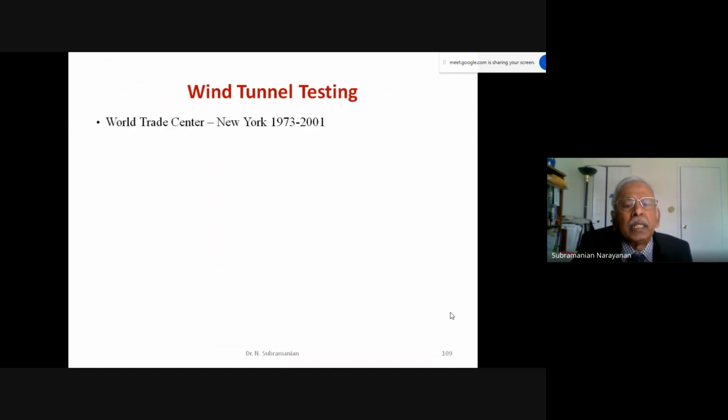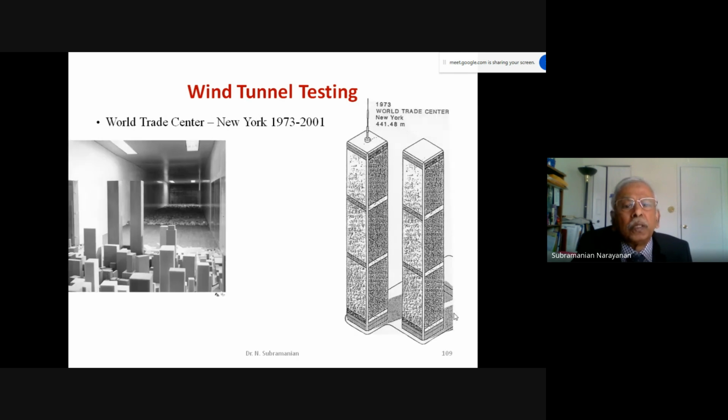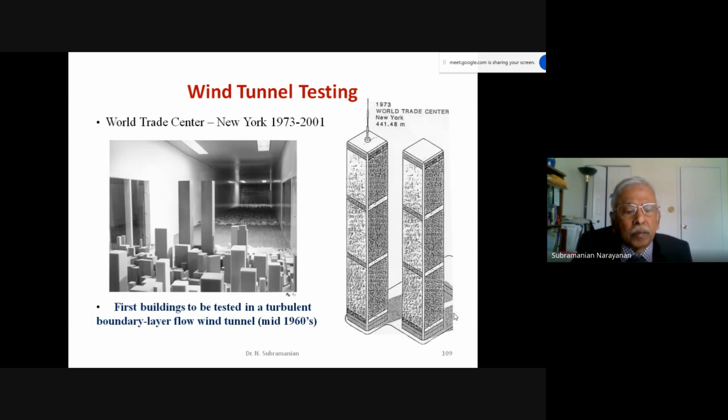And wind tunnel testing is very important for finding out the wind loads acting on structures. The first wind tunnel testing of a multi-story building was of the World Trade Center, New York, which was built in 1973. Well, all of you know that it was destroyed in the terror attack in 2001.